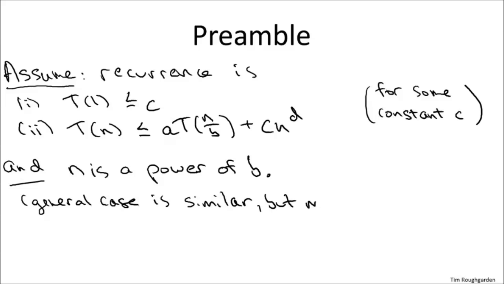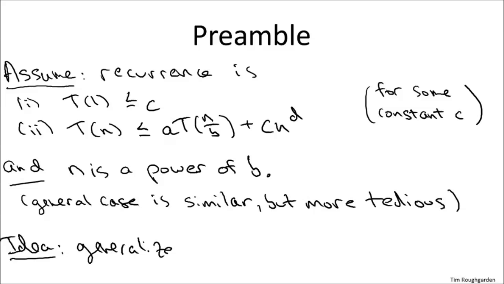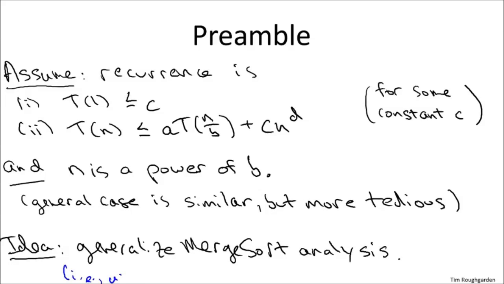At the highest level, the proof of the master method should strike you as very natural. Really, all we're going to do is revisit the way that we analyzed merge sort. Recall, our recursion tree method worked great and gave us this n log n bound on the running time of merge sort.